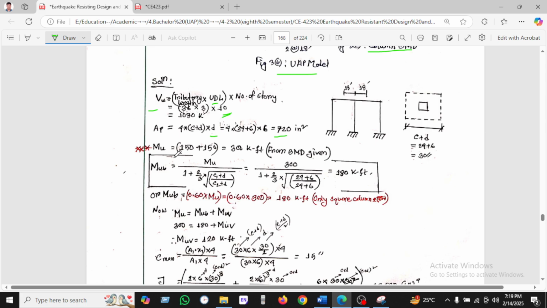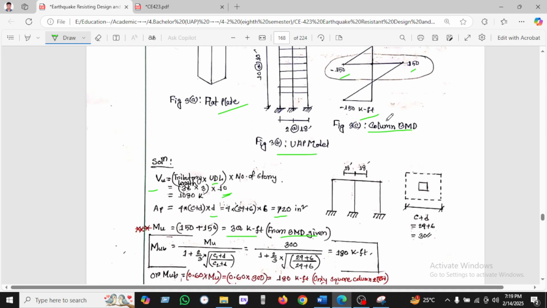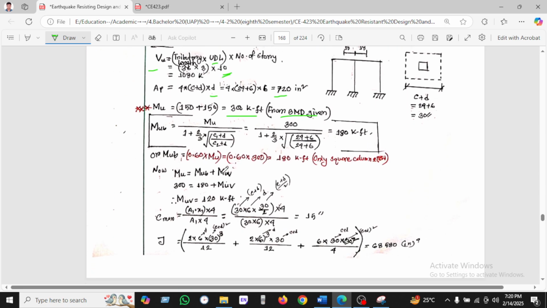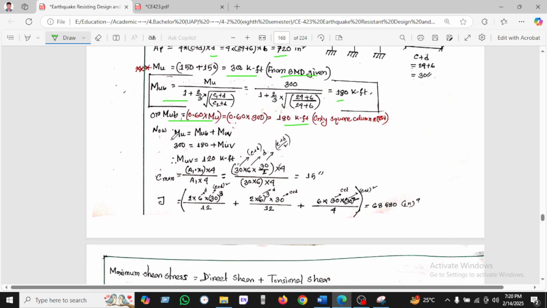So M equal to 150 into 150 and found 30 kip-ft from the BMD diagram, as we have seen here. We have taken positive and negative below, and we can use 60% of ultimate directly here, or we can use this formula also. The result will be the same. Okay, so now we are using ultimate equal to unbalanced into UV. So UV equal to 120.